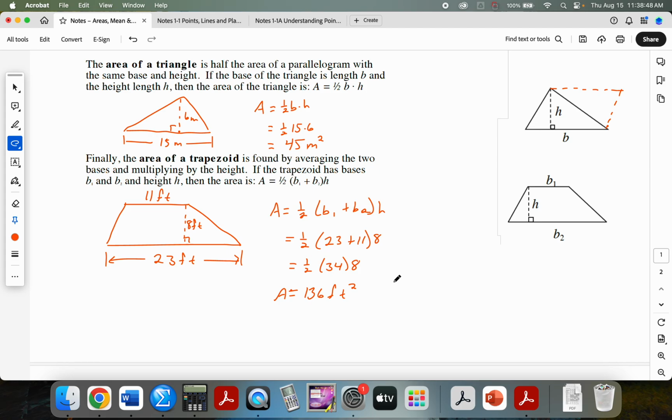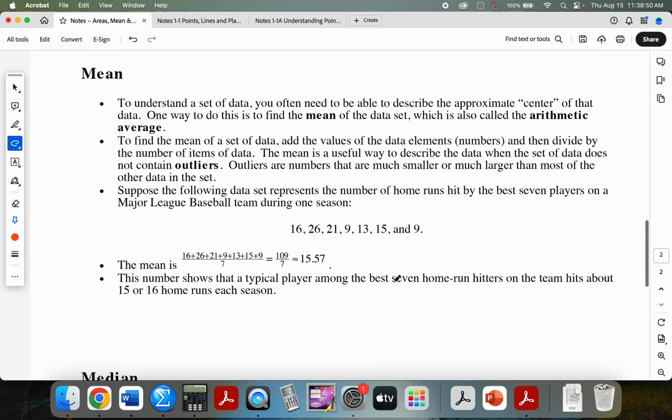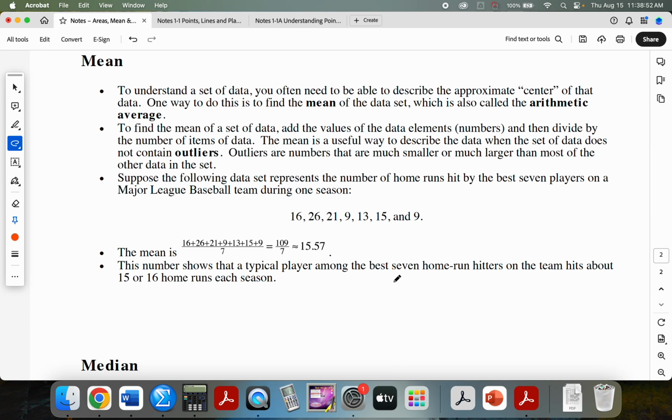All right, so that's a little bit of area, a little bit of geometry. Let's go on to a little bit of statistics. So, two different things, the mean and the median. If you have a set of data, you might want to describe it with the approximate center of the data. One of the ways you can do that is to find the mean, which is also called the arithmetic average or just the average.